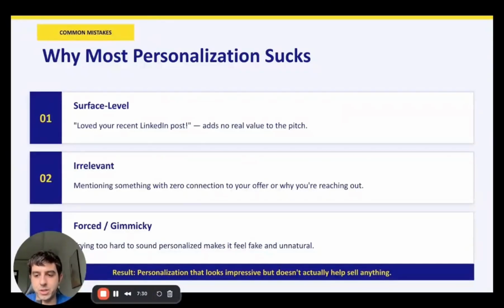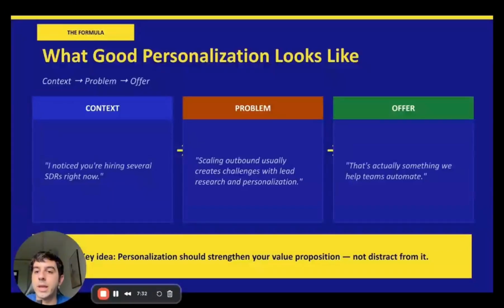But you really want to find personalization that's relevant to your offer, right? Here's an example. Hey, I saw that you're hiring several SDRs right now. I see that you have 4 job postings on LinkedIn. Scaling outbound usually creates challenges with lead research, and your salespeople are going to have to do a lot of research, right? That's something we actually help automate. See? We're using personalization and AI to find context about the business, tying that into a problem we can help solve, and then leading to an offer.